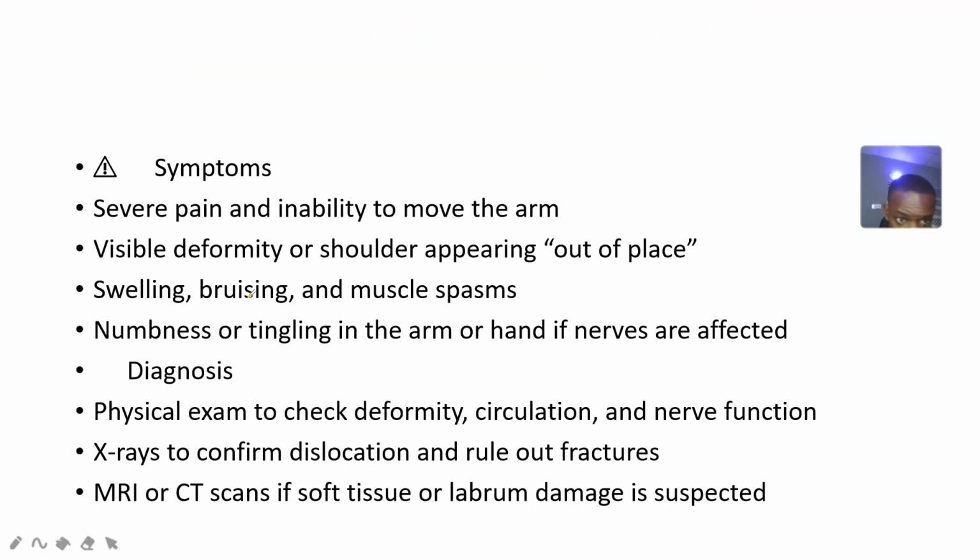So general symptoms include a lot of pain, and of course, an inability to move the arm very well, and there's a visible deformity. Okay, or you feel as if the shoulder is appearing out of place. Swelling, bruising, and muscle spasms. There's also numbness and tingling in the arm or hand. That usually comes in when the nerves are affected.